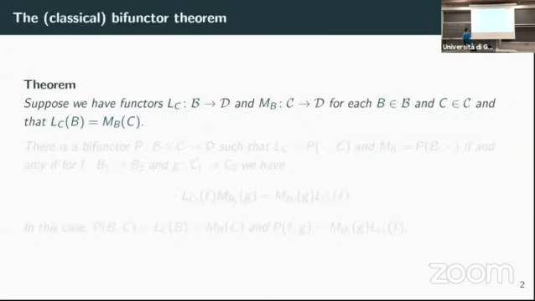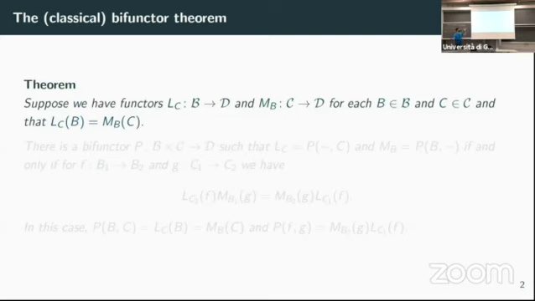So the starting point of this talk is this classical theorem, the bifunctor theorem, which appears as one of the first proven results in Categories for the Working Mathematician. The idea is it tells you when you can construct a bifunctor, that is, a functor from a product category, given families of functors.